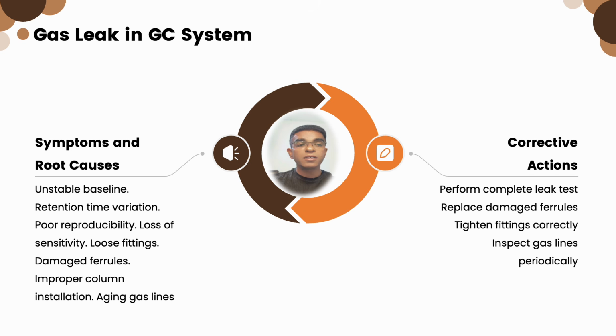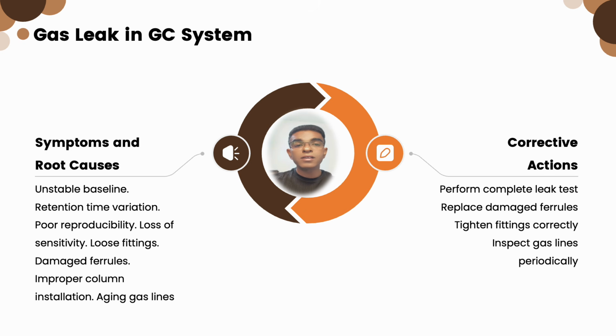When a leak is present, carrier gas flow becomes unstable. As a result, retention time starts shifting and reproducibility deteriorates. Leaks also allow oxygen and moisture to enter the system, which gradually damages the column and reduces the detector response. Leaks commonly occur at column connections, injector fittings, detector fittings, or aging gas tubing.